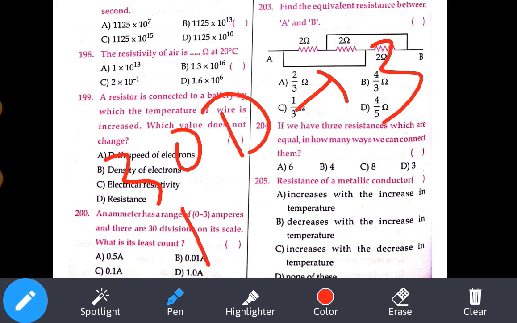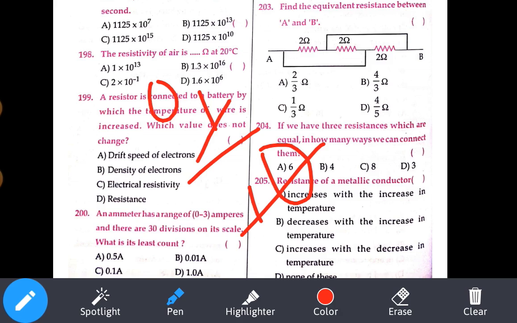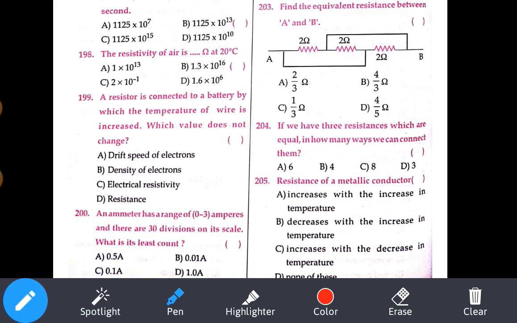So what about 1 division? 1 division is equal to 3 by 30, so 1 by 10. How much will you get? 0.1. Option number C is our answer.